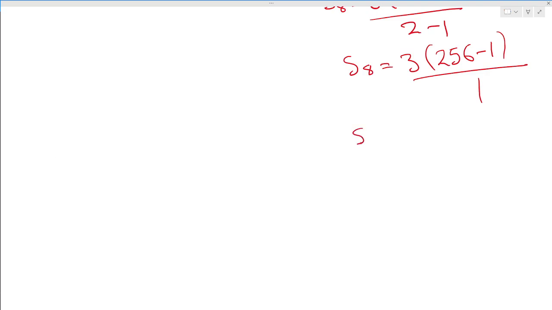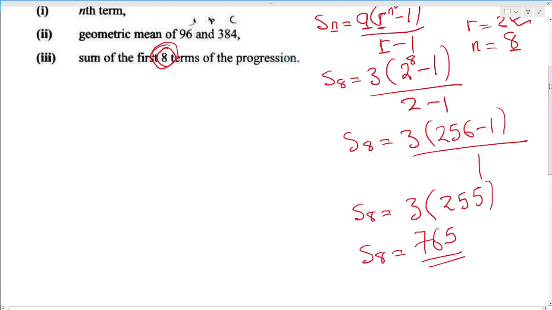Okay, so the sum of the first 8 terms is going to be equal to 3 open brackets, 256 minus 1. Inside the brackets there is going to be 255. Over the 3 divided by 1 there is just going to give us 3. So the sum of the first 8 terms is going to be, what is 255 times 3? 255 times 3, giving me 765. 765. And you are done.